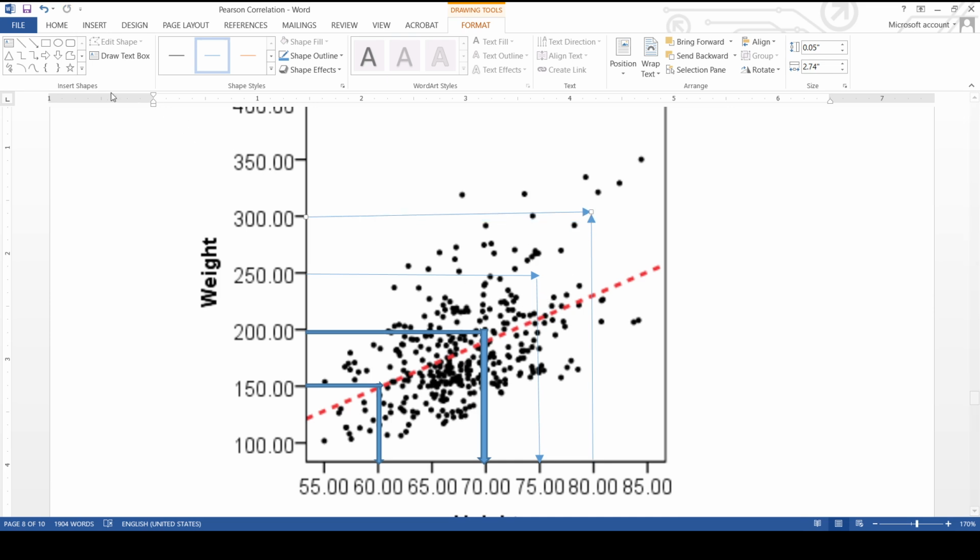But if it is negative, it means the dots will not be on that side. They will be on the other side, and the straight line will not go this way. It will rather be inverse. It will move from like 350 down to 85, because as the weight is increasing, the height is reducing.